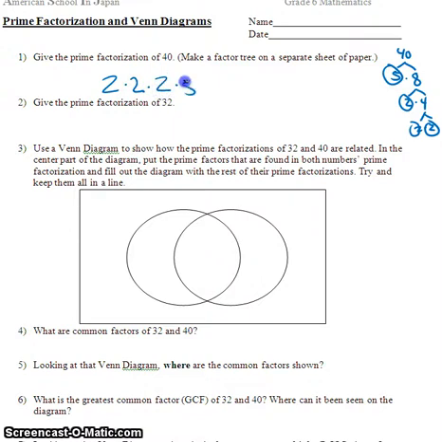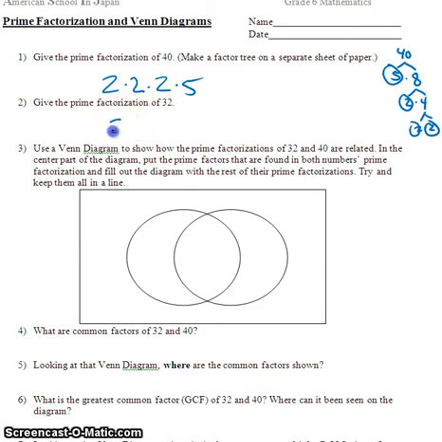So I got the prime factorization is 2 times 2 times 2 times 5. Notice I put them in order over here. I took the 2's first and then the 5. They have to be in order of least to greatest. Remember that? Okay, prime factorization of 32. Why don't you pause this while you go and figure that out on another piece of paper. I'm going to wait while you pause.